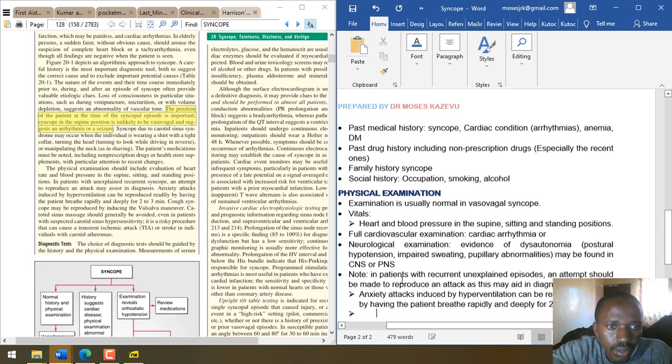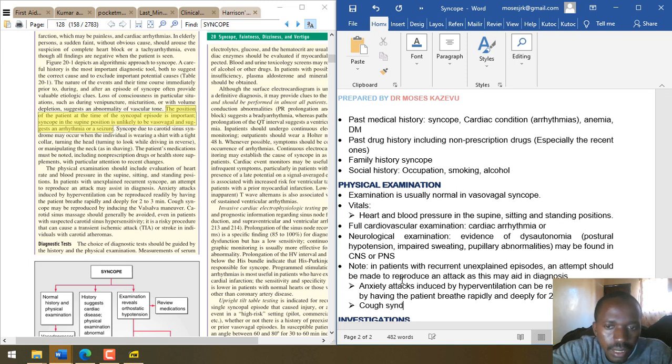Okay, so cough syncope may be reproduced by inducing the Valsalva maneuver. That's like what you're doing when you're about to poop. That's forced expiration on a closed glottis.